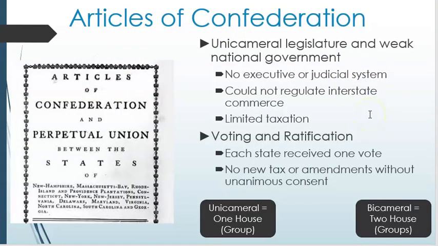So, what does it look like? It's a unicameral legislature. What does that mean? It means one house, one group. And it has a weak national government. There's no executive, which means there's no leader. There's no judicial, which means there's no court system. And they could not regulate trade between states.